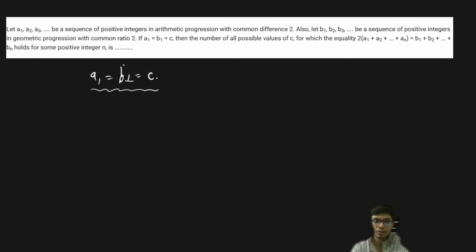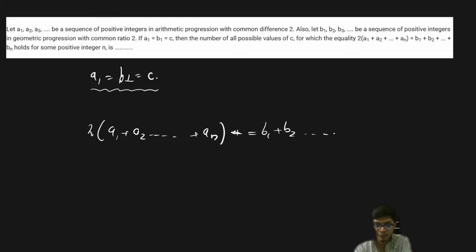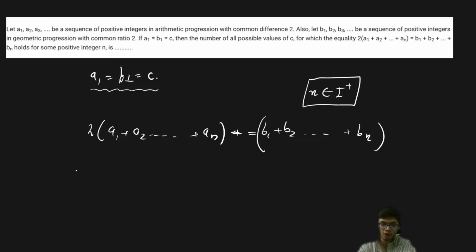Then it is said that you have to find the number of possible values of C for which this equality, that is 2 times (a1 plus a2 and so on up to an) is equal to b1 plus b2 and so on up to bn, holds for some positive integer n. So based on this information, it is very easy to solve.